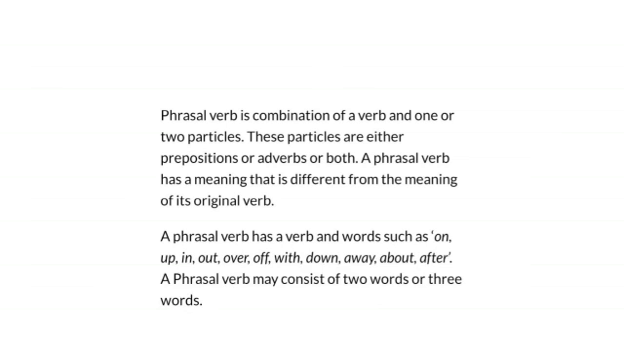A phrasal verb is a combination of a verb and one or two other particles, and these particles are either prepositions or adverbs, or a combination of both. So the phrasal verb has a meaning that is different from the meaning of its original verb. Verbs have different meanings, so when the verb is combined with the preposition, it gets a different meaning. A phrasal verb has a verb and words such as on, up, in, out, over, off, with, down, away, about, after. A phrasal verb may consist of two words or three words.